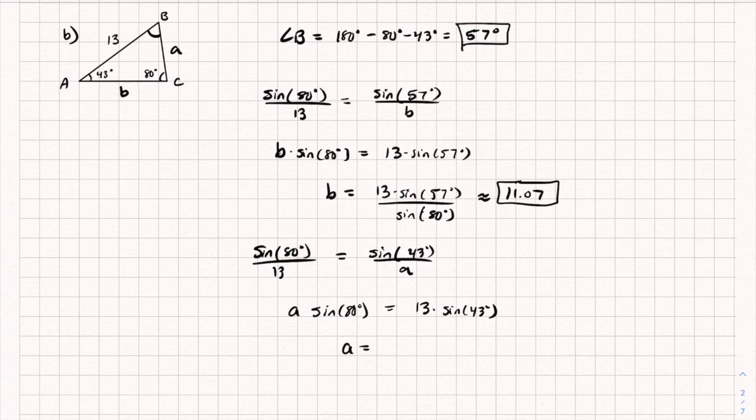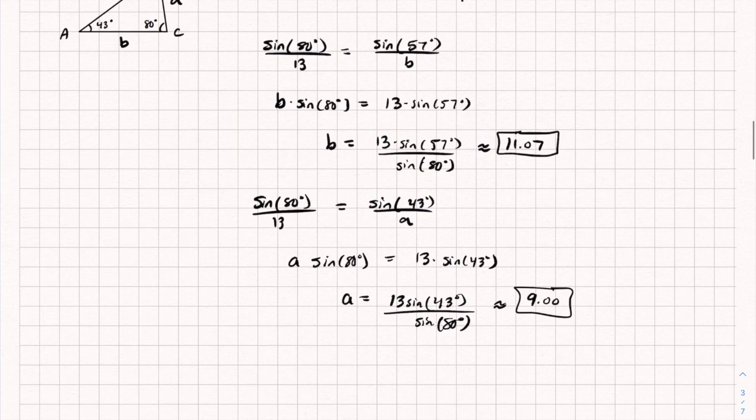And then A is 13 sine of 43 divided by sine of 80. Sorry, it's just nasty looking. And again, we're going to have to round this. So I'm going to round this to the nearest hundredth, and I get 9.00. There's my A there.